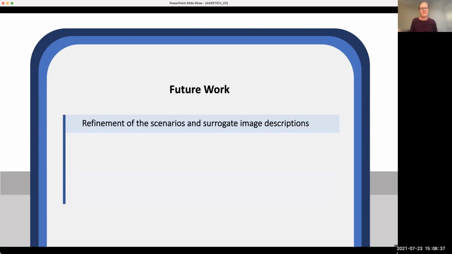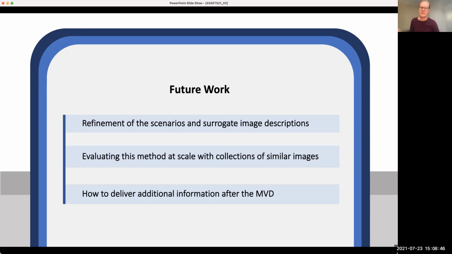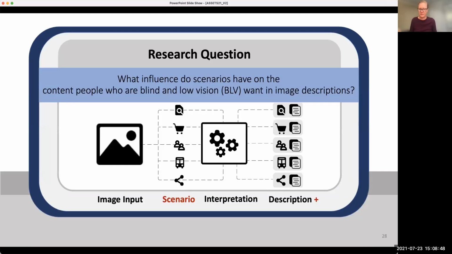And finally, we want to refine the scenarios and the surrogate image descriptions, evaluate this method at scale with collections of similar images, and think about how to deliver additional information after we determine the minimal viable description.